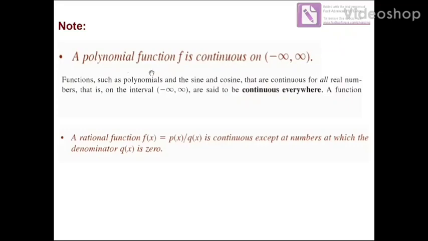So note, a polynomial function f is continuous on -infinity to infinity. So functions such as polynomials, the sine and cosine, that are continuous for all real numbers, that is on the interval -infinity to infinity, are said to be continuous everywhere. And also we have a rational function, f(x) equals p(x) over q(x), which is continuous except at numbers at which the denominator q(x) is 0.